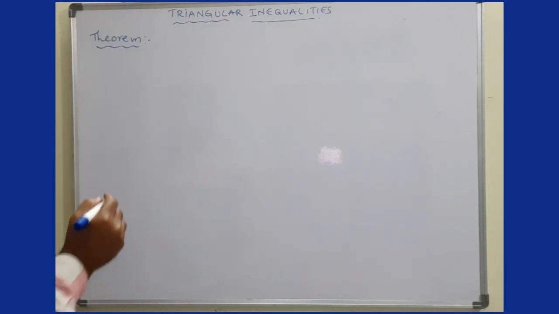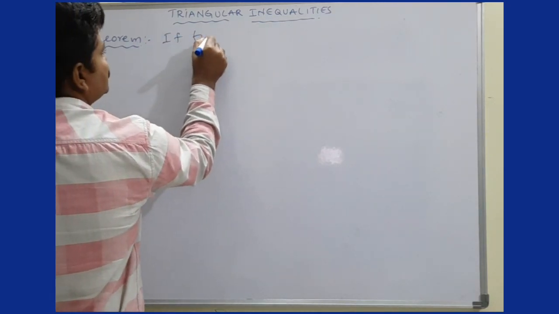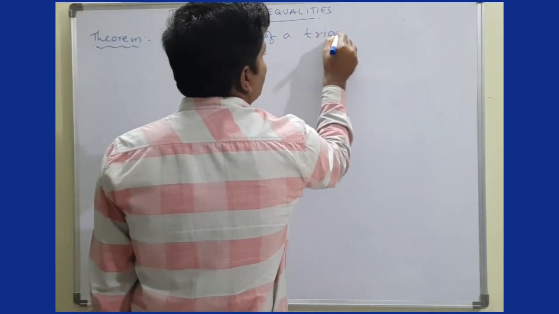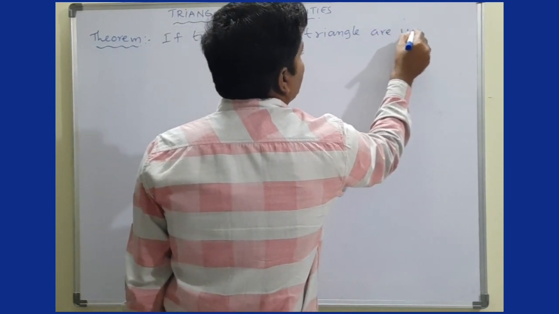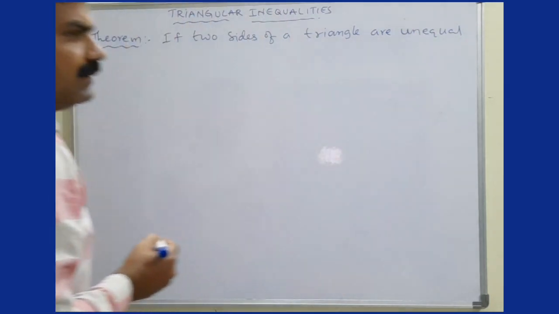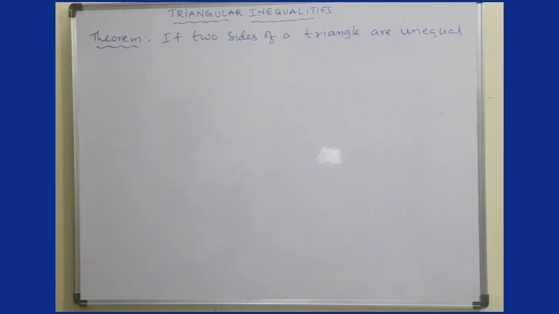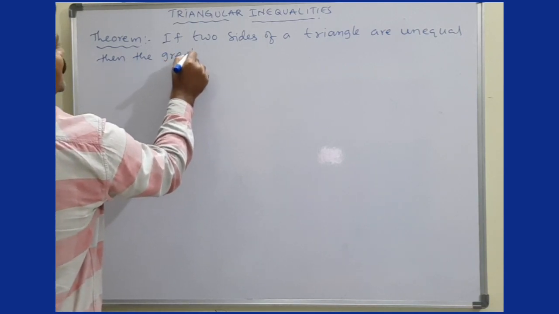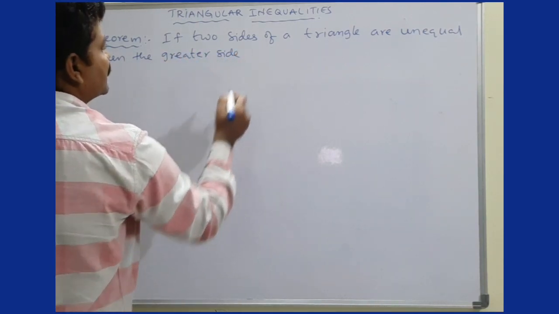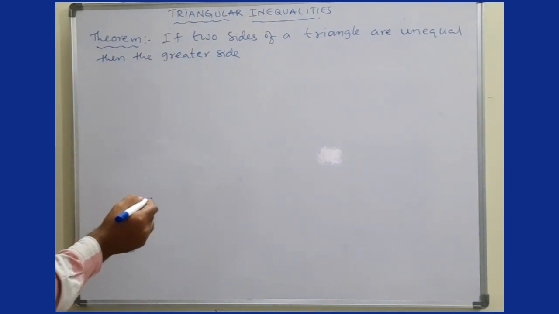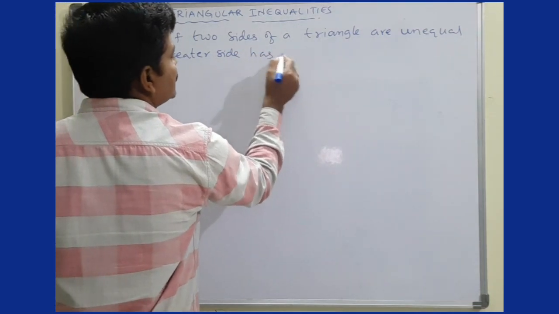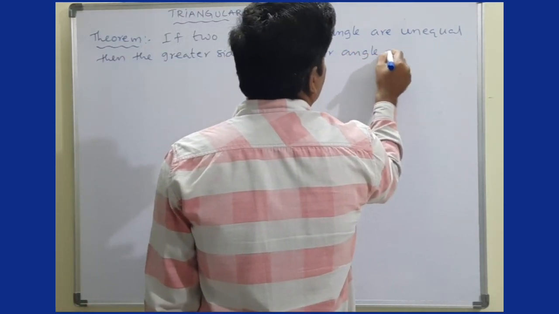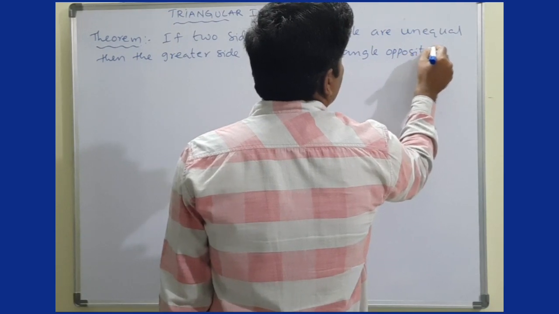If two sides of a triangle are unequal, then the greater side has greater angle opposite to it.